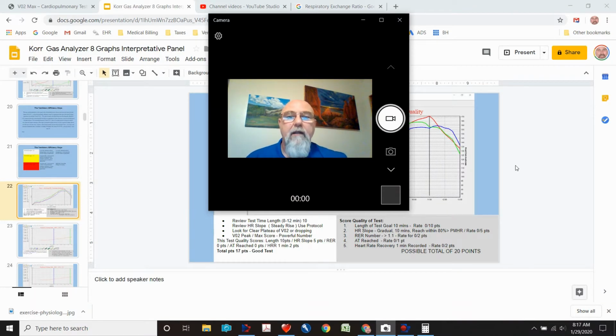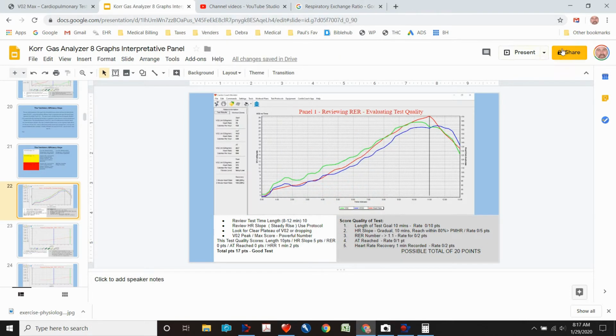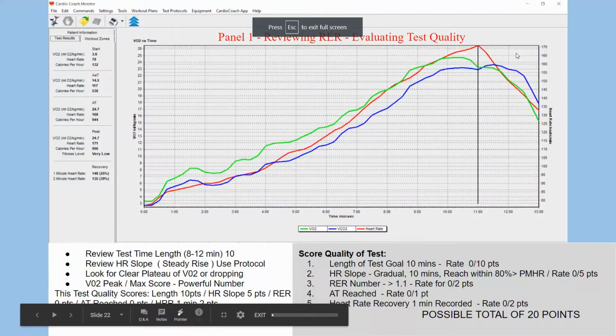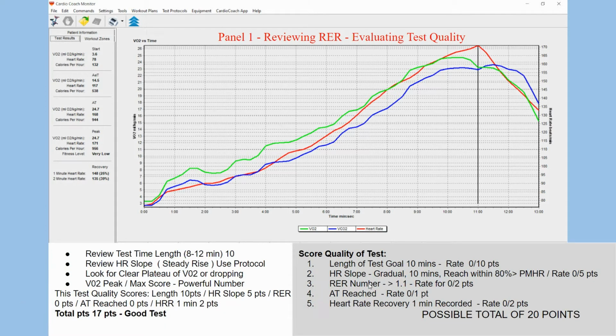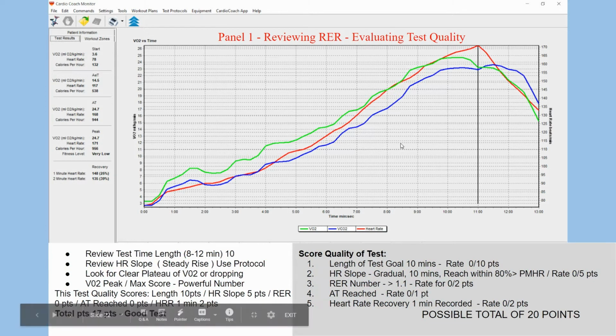Welcome back. This is part 2 of evaluating the quality of the test, and this part will focus on the RER. So let's get started on that. This would be number 3 in our score the quality of the test, which is, let's review what the RER is and how we may score it.